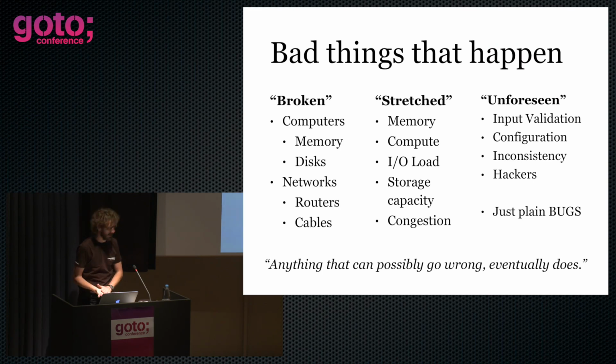So bad things happen. There are so many different kinds of bad things that can happen. If we look back at the definition, things can be broken. Computer stuff can be broken: computers, memory, disks, network routers, cables, etc. Things break. And anything that can possibly go wrong eventually does, especially if you do it for a long enough time or have many enough things going on at the same time. Things are stretched or resources are overutilized: memory, compute, I/O load, storage capacity, congestion. These things are pretty obvious. And all kinds of unforeseen things happen. Things that you didn't think of when you wrote the program as the programmer: input validation, configuration, or just plain bugs.